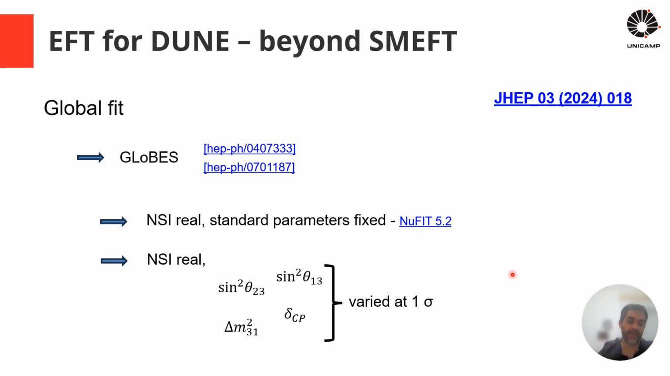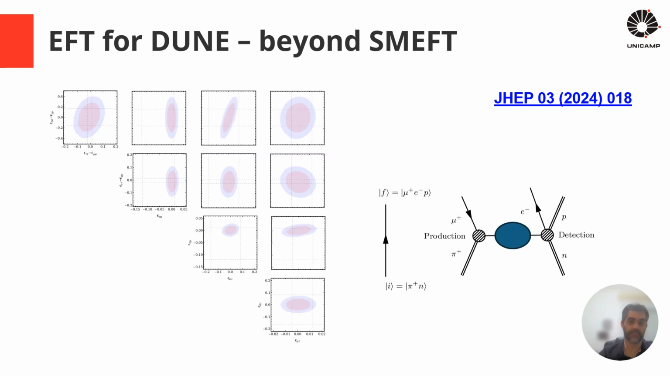To be more realistic, what we did was to vary these parameters here. All four parameters we varied at the 1 sigma level, and the NSIs were also allowed to vary, since we are going to constrain the NSIs. They are also real. We studied this scenario as well, and the results I'm going to show here are just for this more realistic scenario.